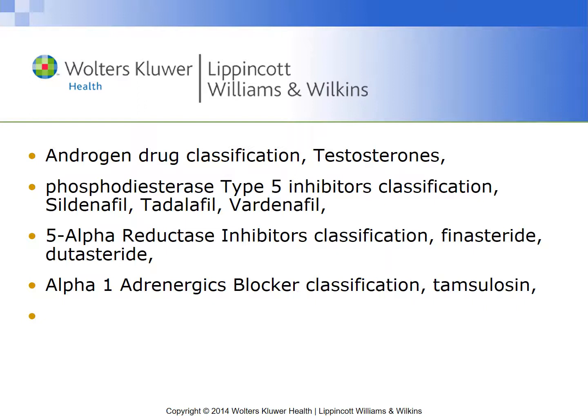We have the 5-alpha reductase inhibitors, finasteride and dutasteride, and these notice also have the ride at the end of them. And then we have our alpha 1 adrenergic blockers, tamsulosin.